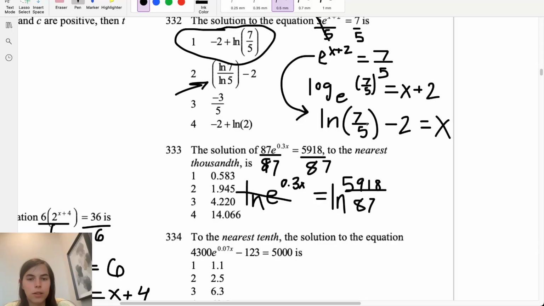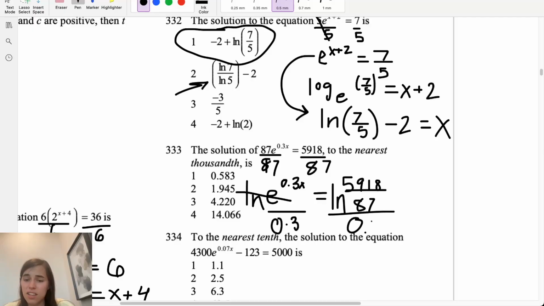That's kind of what we did back here, but I just showed the steps along the way. But this is something that you can do right away. You can just put ln in front on both sides, cancel out the e, and now you're just left with 0.3x equals this ln number. So then the last thing we're going to do here is divide by 0.3.